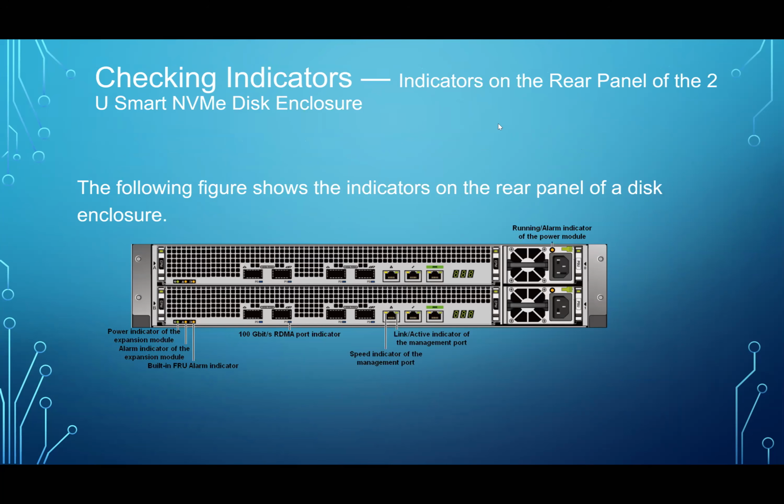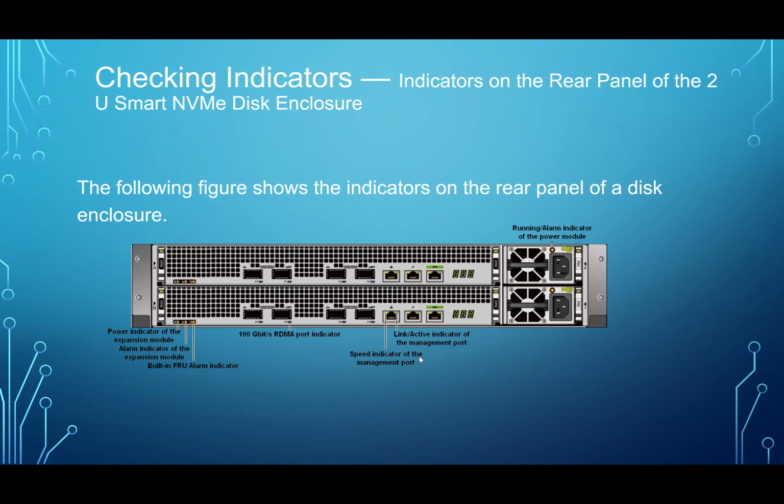The indicators on the rear panel for the 2U Smart NVMe disk enclosure. We can see here for each A and B enclosures, we have power indicators of the power modules, alarm indicator, and if there is a hardware or field replaceable unit alarm indicator. Here we have the two ports, the 100 gigabit RDMA port indicator, which indicates if the port is on or off or working normally.